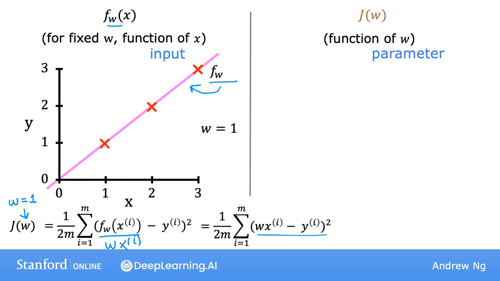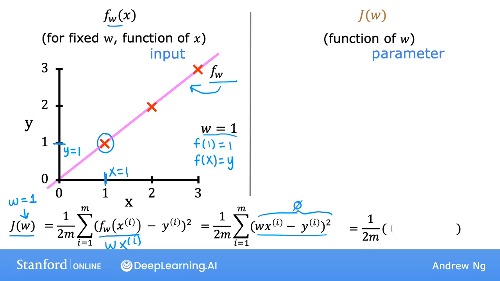Because for this data set, when x is 1, then y is 1. When w is also 1, then f of x equals 1. So f of x equals y for this first training example, and the difference is 0. Plugging this into the cost function J, you get 0 squared. Similarly, when x is 2, then y is 2, and f of x is also 2. So again, f of x equals y for the second training example. In the cost function, the squared error for the second example is also 0 squared.